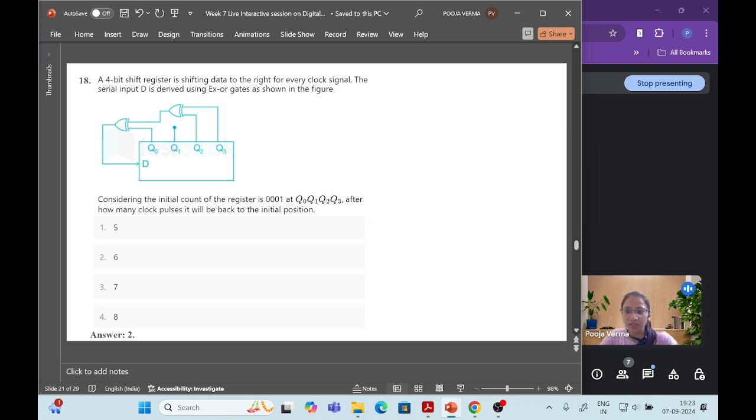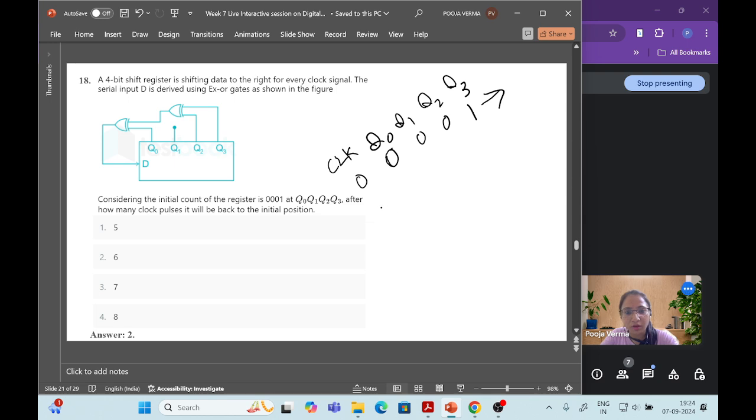Okay, so considering the initial count of the register is 0001, that means Q0, Q1, Q2 and Q3, right? It is 0001. After how many clock pulses will it be back to the initial position? That means initially it is in this position, but after how many clock pulses will it again come to this position?